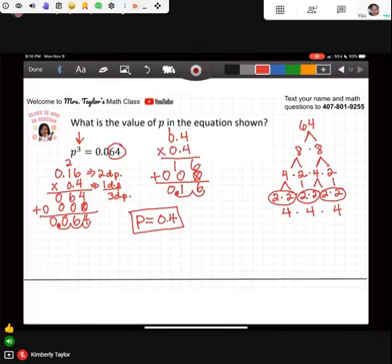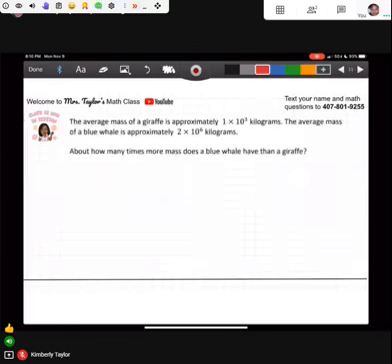Just say hey. Okay, so for this next problem, it says the average mass of a giraffe is approximately 1 times 10 to the third kilograms. The average mass of a blue whale is approximately 2 times 10 to the 6 kilograms. How many times more mass does a blue whale have than a giraffe?